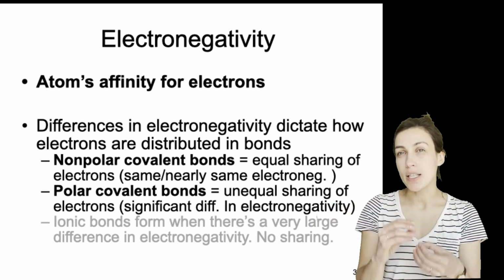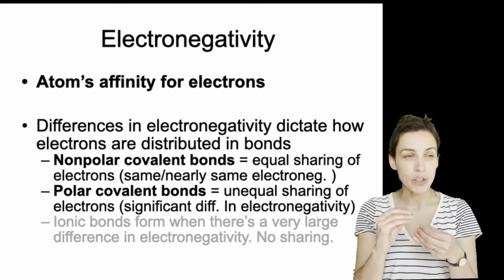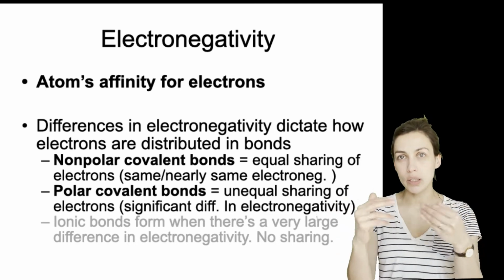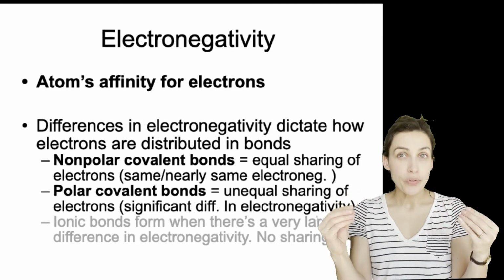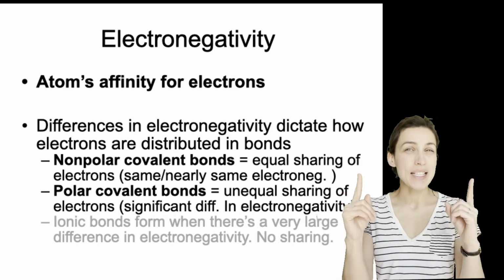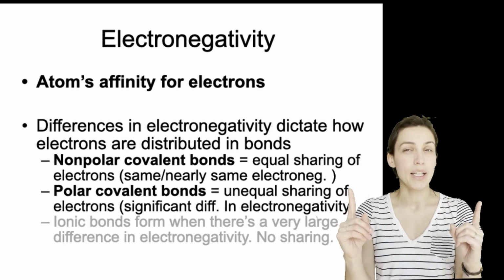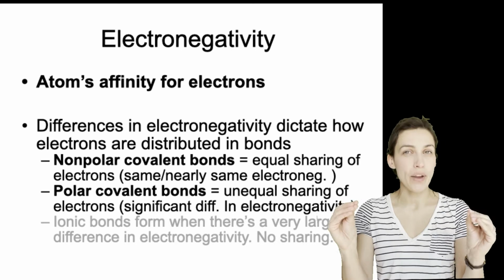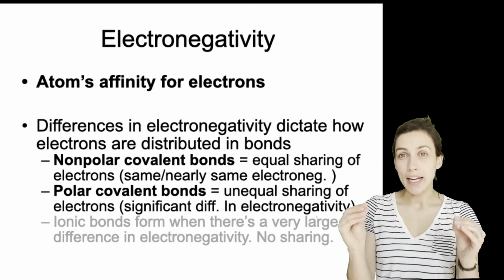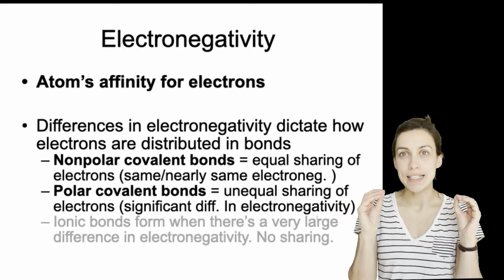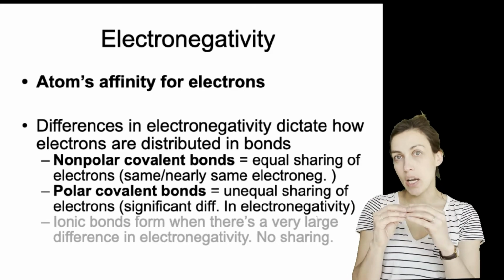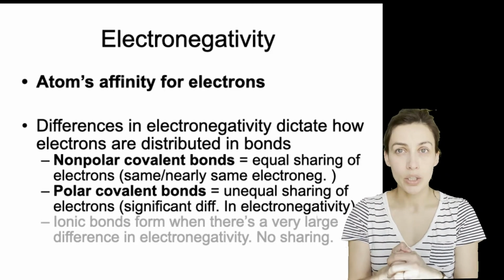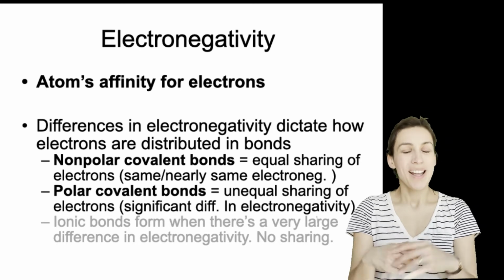It's going to be exactly in the middle. So electrons are shared exactly evenly and stay right in the middle between two nuclei if the two atoms have the same or nearly the same electronegativity. And we call that kind of covalent bond, where electrons are shared exactly evenly and are located in the middle, a nonpolar covalent bond.